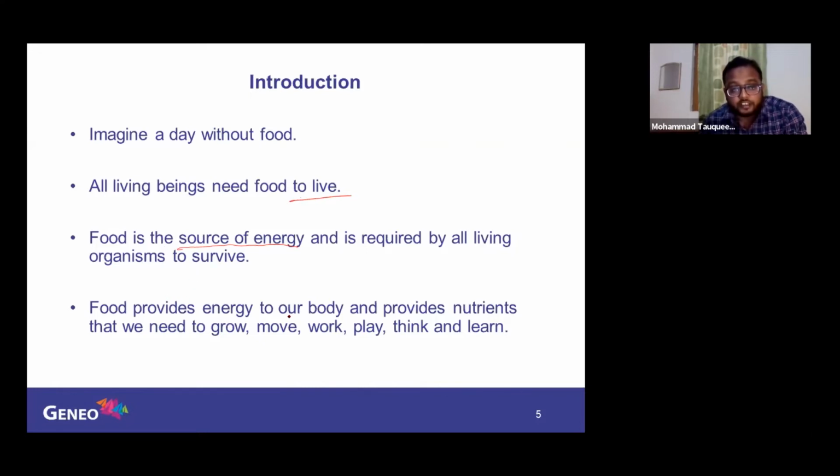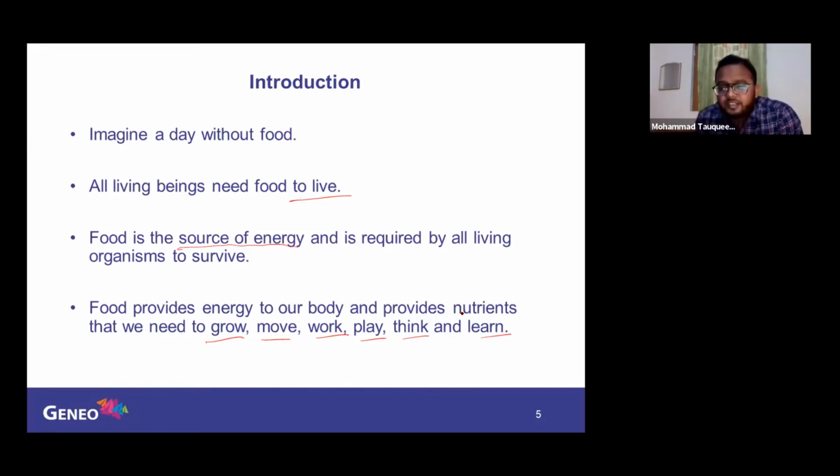Foods provide energy to our body and provide nutrients that we need to grow, move, work, play, think, and learn. All are the activities that we do daily. We grow; cell division is happening. Next, we are moving, working, playing, thinking, and learning something, like in this session, you are learning something.